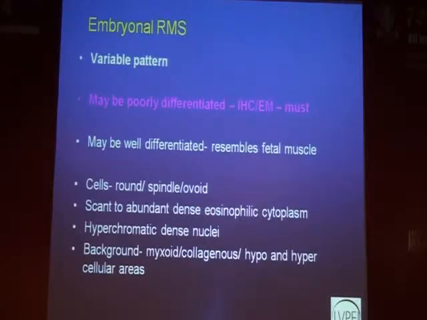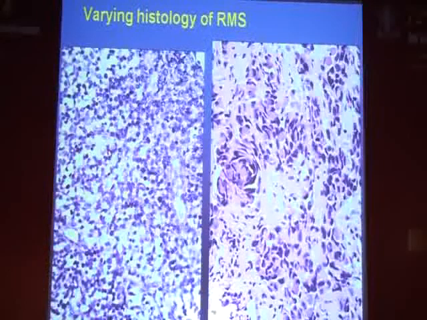So embryonal rhabdomyosarcoma can have a variable pattern, and depending upon the type of cells we see, we call it poorly differentiated or well differentiated. So when we see this tumor, we also call it an undifferentiated tumor. This basically is called by a pathologist a small round blue cell tumor. So what we see is these cells which are round, and sometimes they can even be oval to spindle, but still we call it small round.